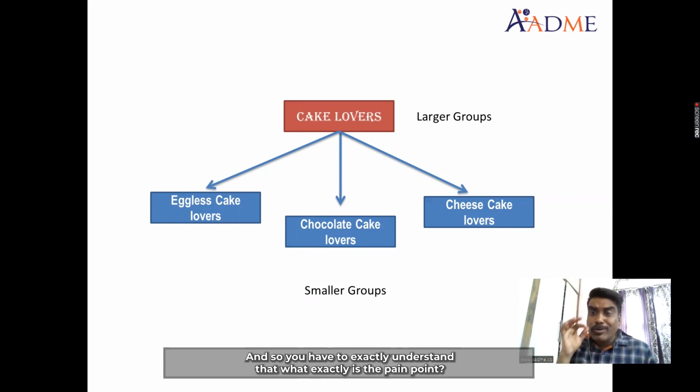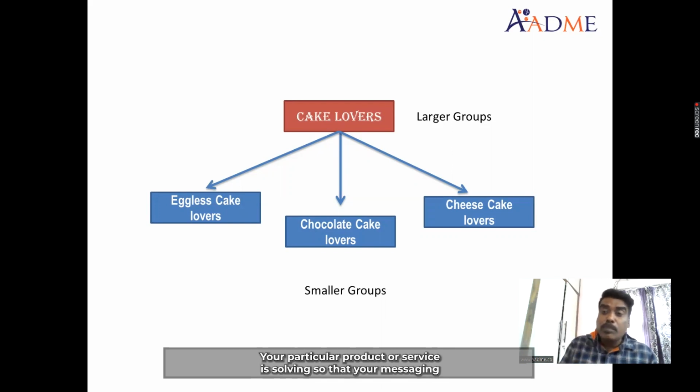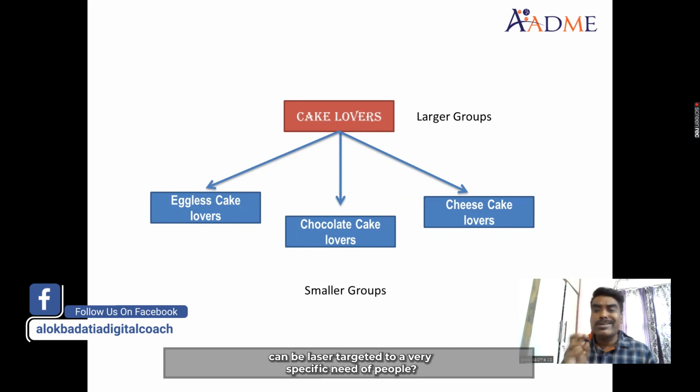Right. So you have to understand exactly what pain point your product is solving, what exactly are the aspirations, needs and preferences your particular product or service is solving, so that your messaging can be laser targeted to a very specific need of people. This is where the sale happens.